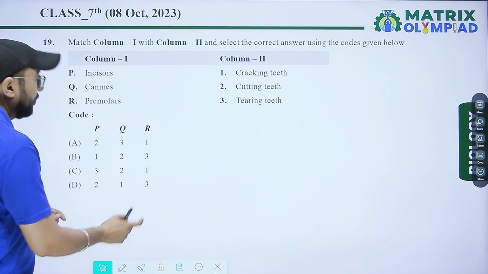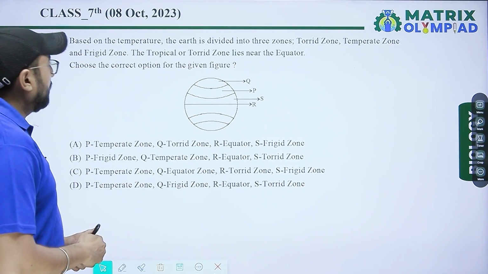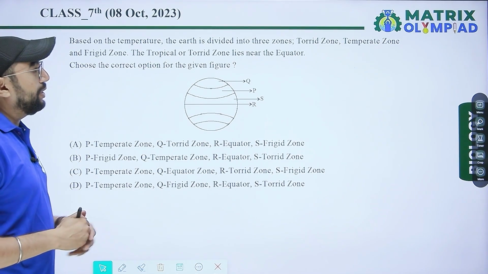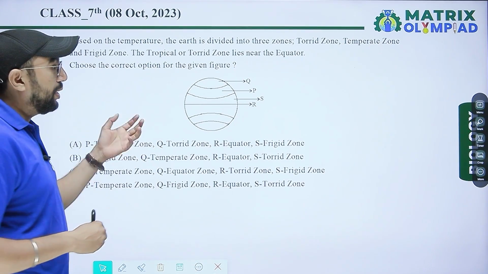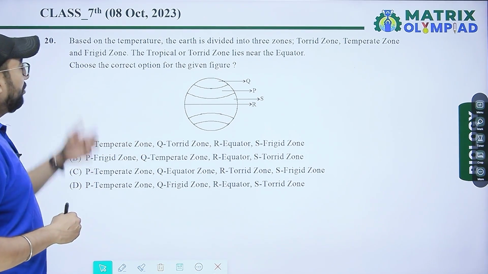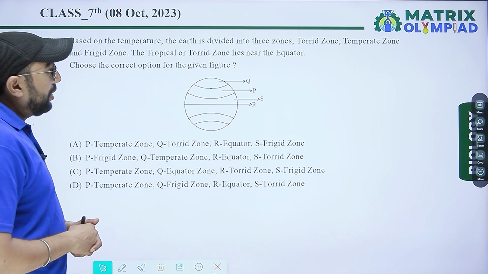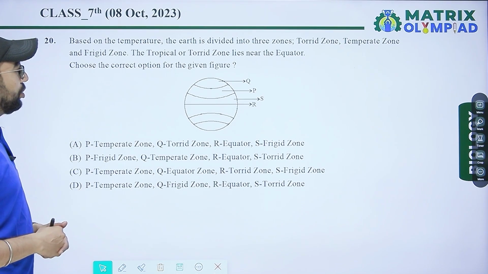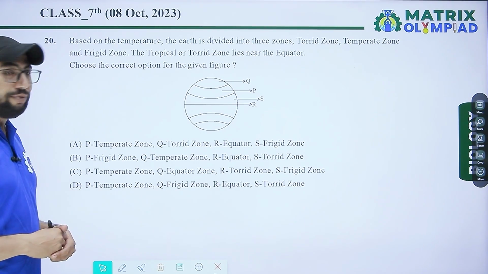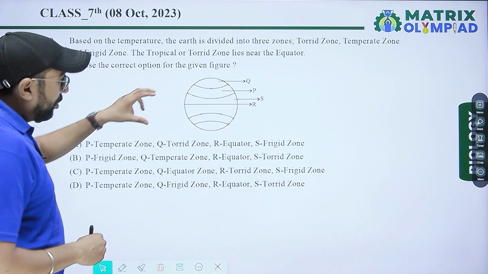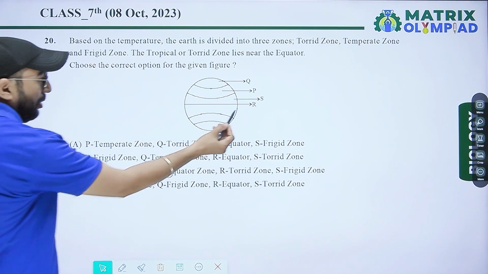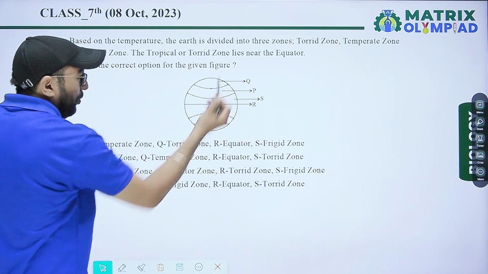Next, based on the temperature, the earth is divided into 3 zones: torrid zone, temperate zone, and frigid zone. The tropical and torrid zone lie near the equator. Choose the correct option for the given figure. According to the diagram, R, S, P, Q.